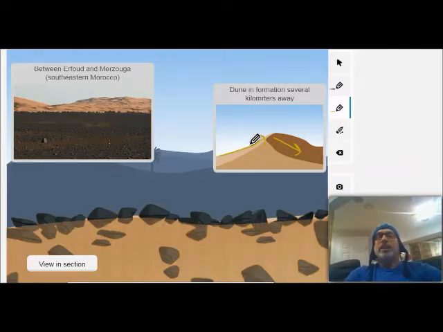The reason is that the wind no longer carries these particles when they reach the top, and they fall due to the force of gravity and form a steeper side. We call this the slip face. So that's a review of everything wind related as far as erosion goes.